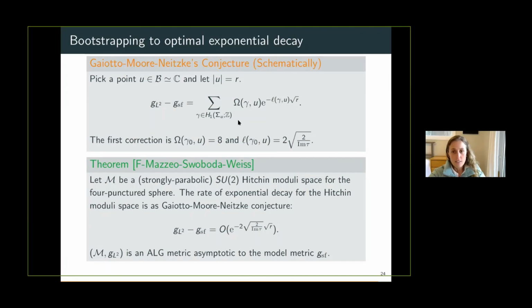And then you'll notice, unfortunately, that I've only been talking about the first correction. And Gaiotto-Moore-Neitzke actually conjecture a really rich asymptotic, not an asymptotic series, just a series for this with all these different orders. So it's really rich.